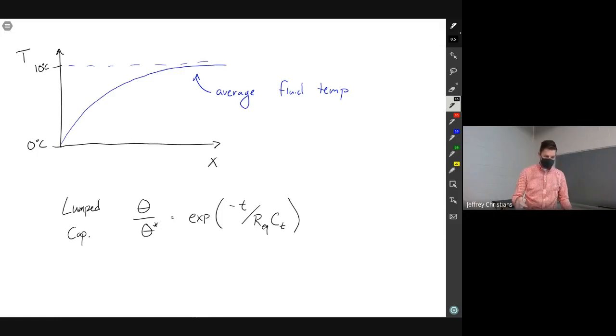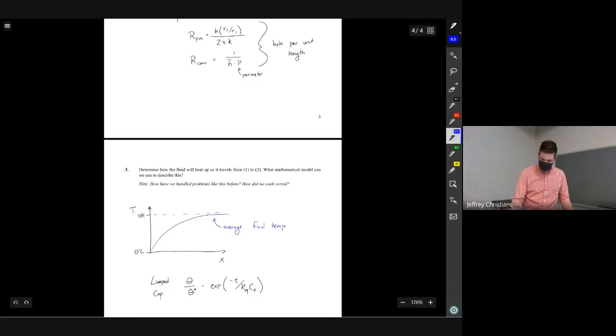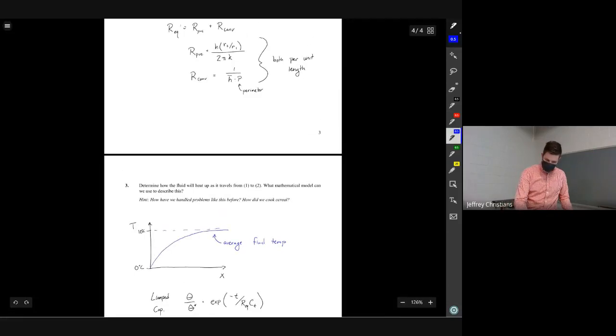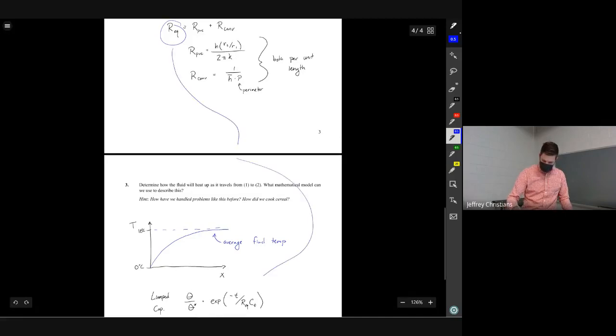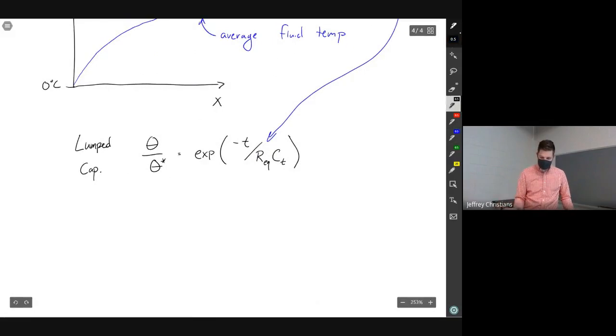R is the easy one. It's what we found before. So R is right there. We just have to take that and plug it in down there. So we take that equivalent resistance that we calculated in step 2. The capacitance and the time are a little bit different. And theta over theta star is a little bit different.